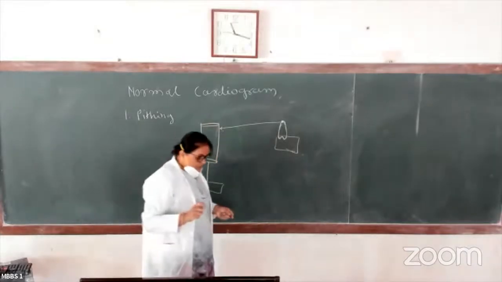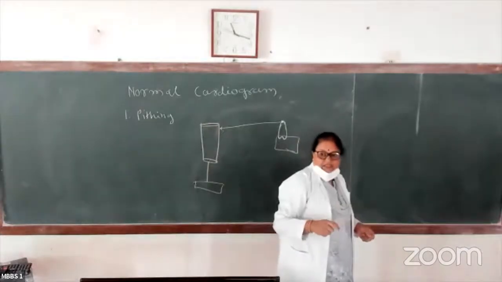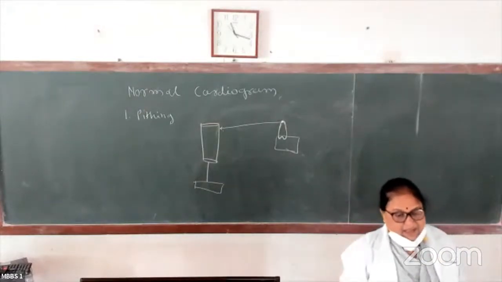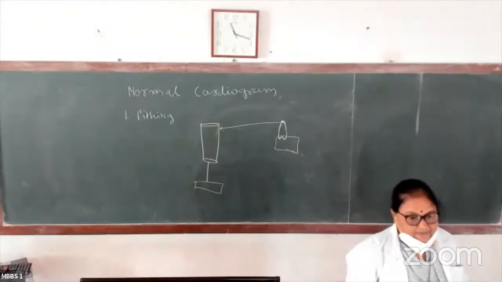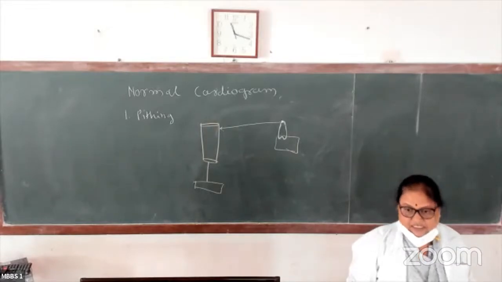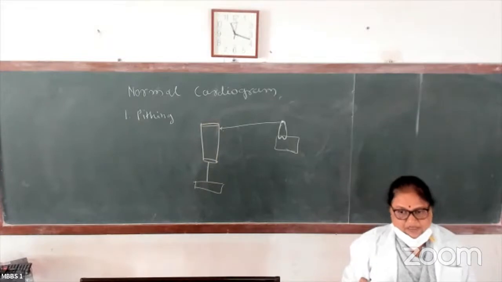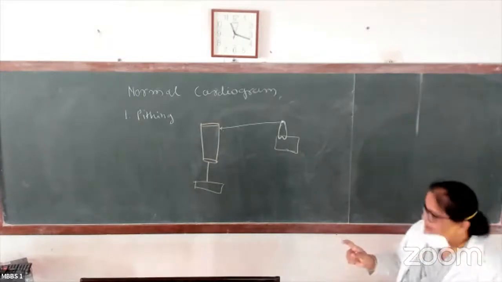Now the sinus venosus acts as a pacemaker in the amphibian heart, or in the frog heart. In human beings, which part acts as a pacemaker? SA node. SA node is the pacemaker in human beings, and sinus venosus is the pacemaker in the amphibian heart, or in the frog's heart.